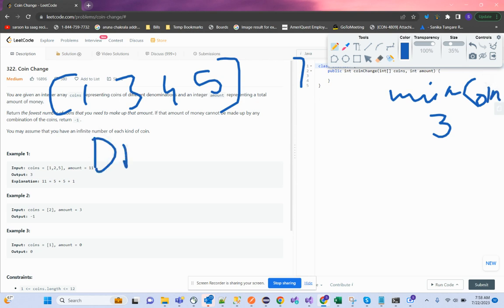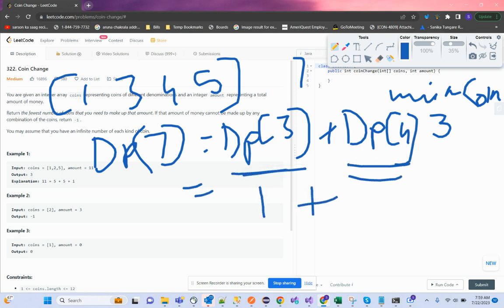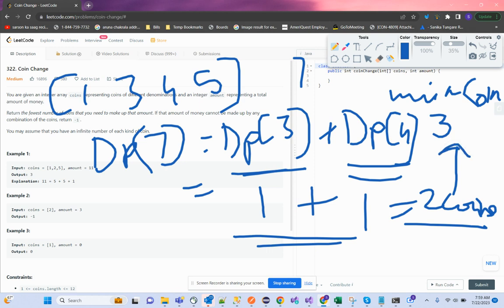So now again, the solution is DP of 7. You need DP of 3 and you need DP of 4, right? So each one, if you see at the back, DP of 3 is formed by one coin and DP of 4 is formed by one coin. So total 2 coins needed. So that's how we get an answer, because we are going to update 3 to 2 coins. So you can come to an answer by using whatever you have made earlier.